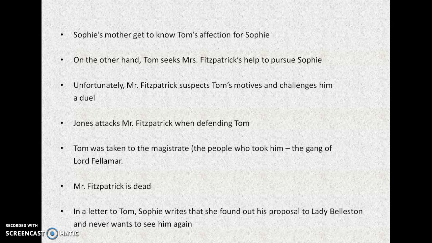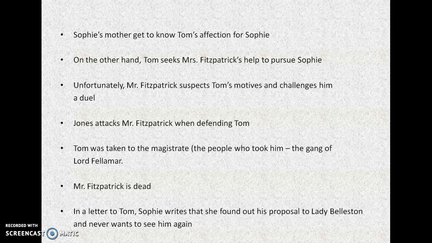Still, Lord Falmer has feelings for Sophia, as he employs a captain to pursue Tom to run him away from the town. At this moment, Sophia's mother gets to know that Tom has proposed to Sophia through Lady Bellaston. On the other hand, Tom seeks the help of Fitzpatrick.